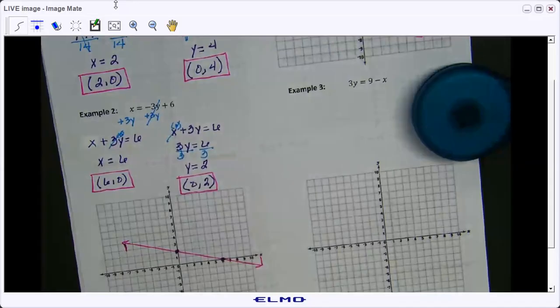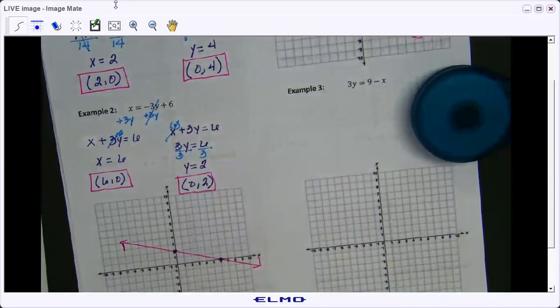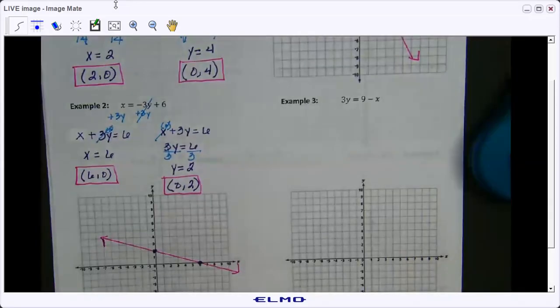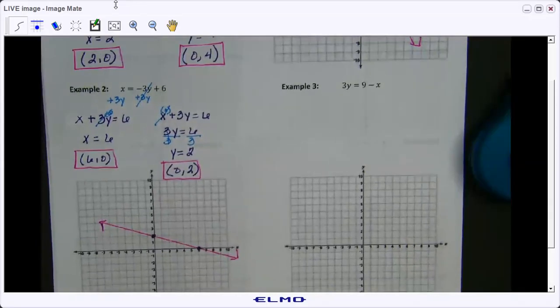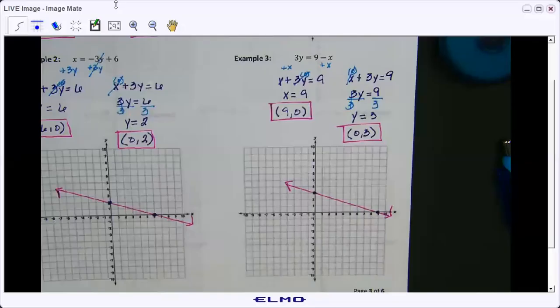I would like for you to try example 3 on your own. Remember, you have to rearrange it first. And so I'm going to pause the video while you work on this, and then when we come back, we'll go over the answer. So go ahead and check your answer, see if you got it right. And if you didn't, check the work and see where you may have made a mistake. Are there any questions about this?